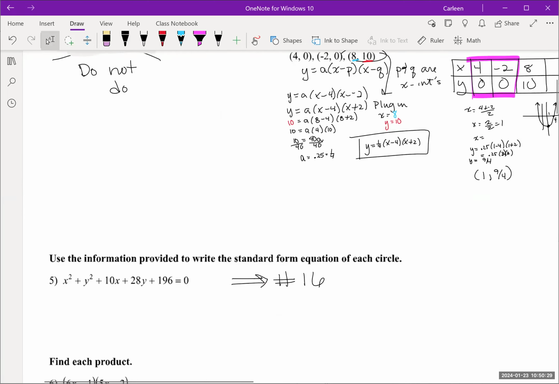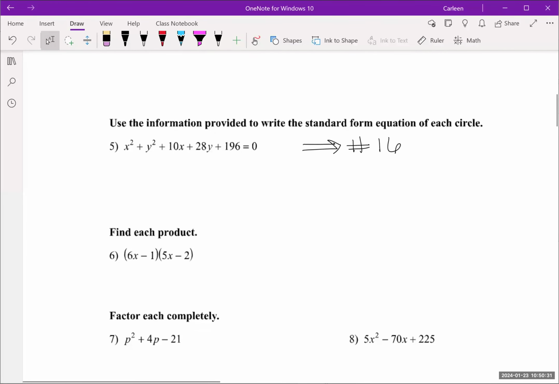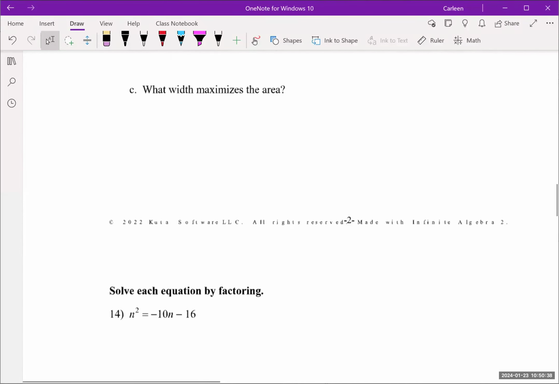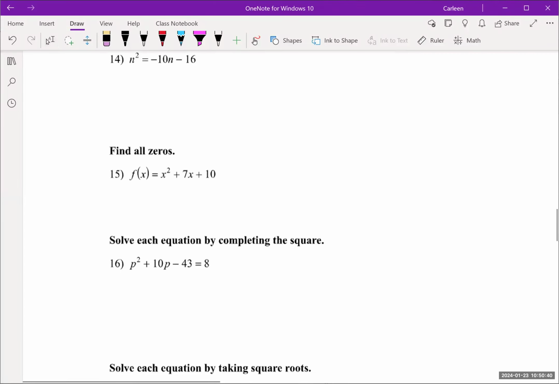Oh, I'm having flashbacks of last week when my OneNote stopped working. Okay, before we do number 5, I want to do number 16. Sorry, I need to fix this.